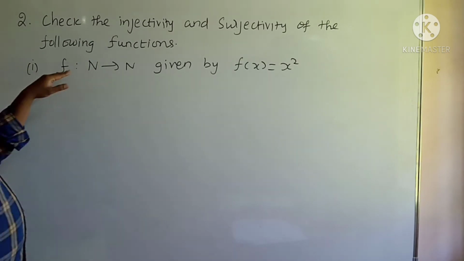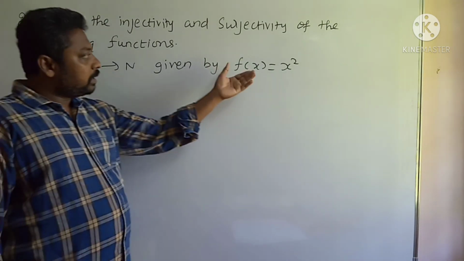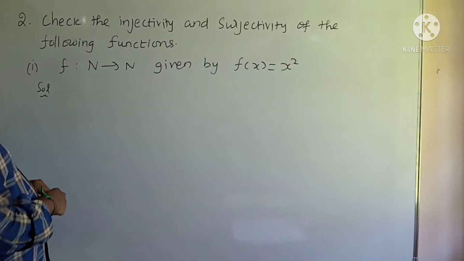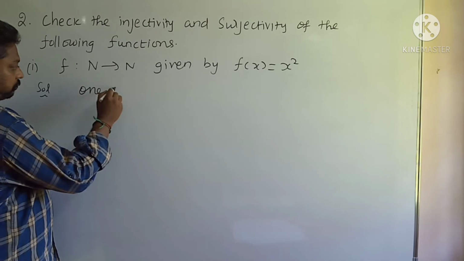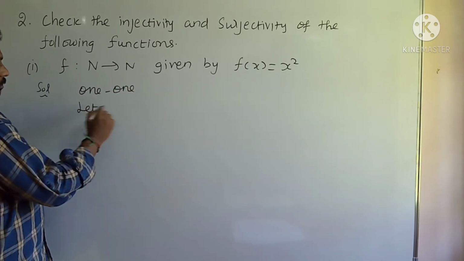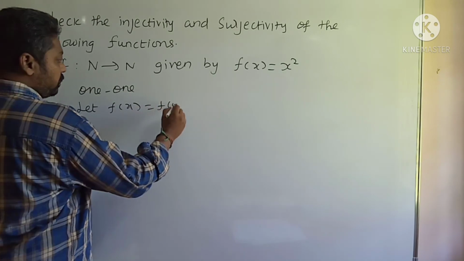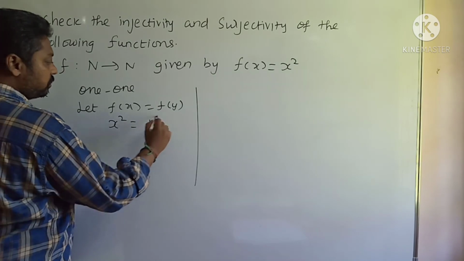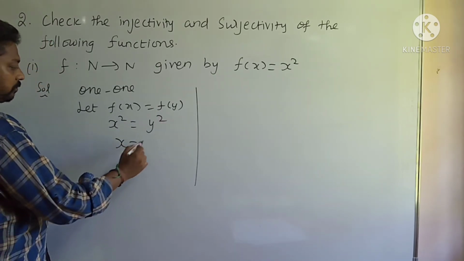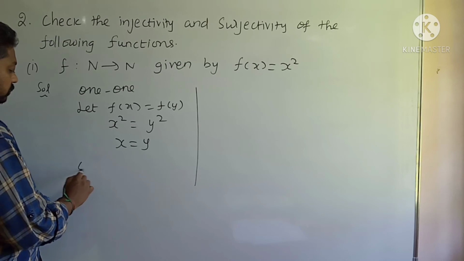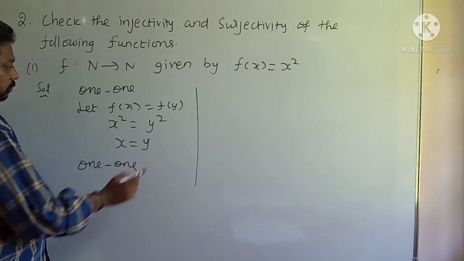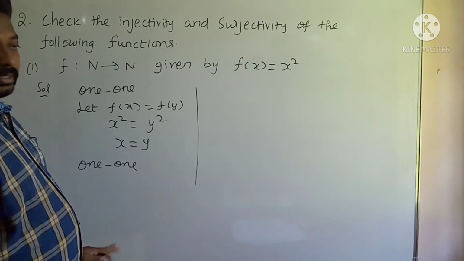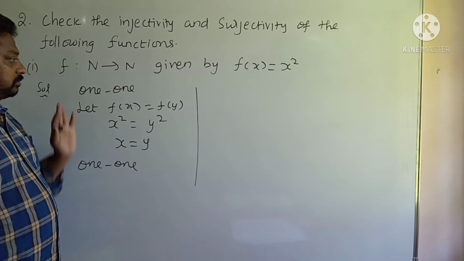The first one is f from N to N given by f of x equals x square. So what is the domain given? N. Okay. So let's check for one-to-one. Let f of x equals f of y. So what is f of x? x square. So f of y is y square. If we take the square root, we get x equal to y. So this is one-to-one, because for any natural numbers, x equal to y means x and y are the same values. Fine.